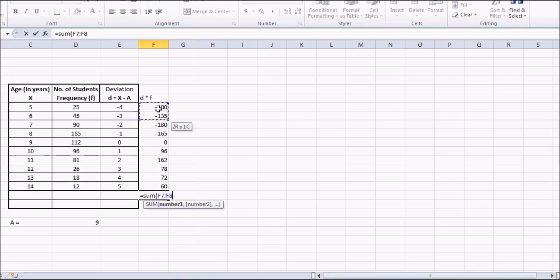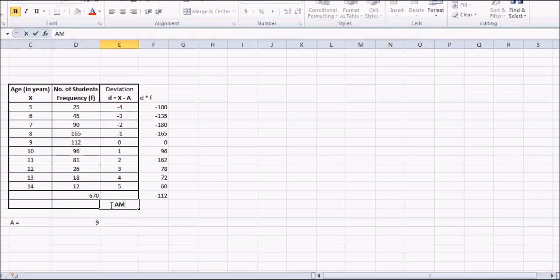So let's find the sum of the column here. Well, the sum happens to be minus 112, and also we need to find the sum of the frequency as usual, and the sum of frequency is 670. Now how do we calculate the actual mean, that is x bar, the arithmetic mean? Let's do that here.